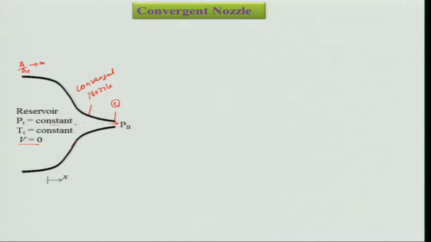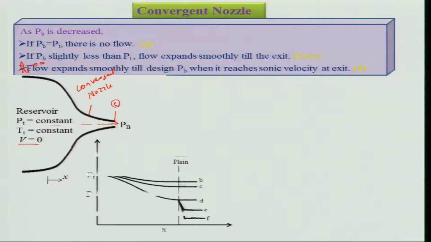If you look at this x direction, the pressure will remain constant, right. That means if the back pressure P b is the same as the P t, then there will not be any flow, because there is no pressure gradient. And if this P b is smaller than the P t by a small amount, then there will be a flow over here.